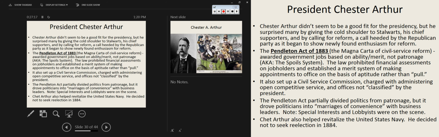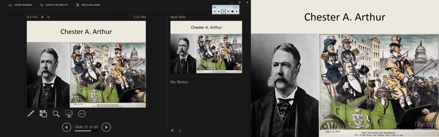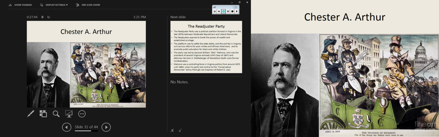So what's interesting here is that Arthur, a man who rose to the ranks in politics due to patronage, ends up passing the largest anti-patronage piece of legislation to date at this point. He also revitalizes the United States Navy and does not seek re-election in 1884.